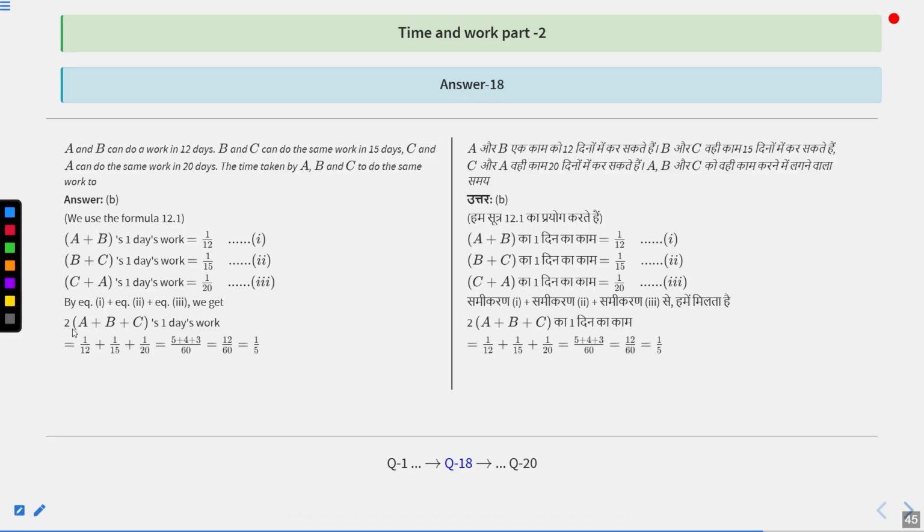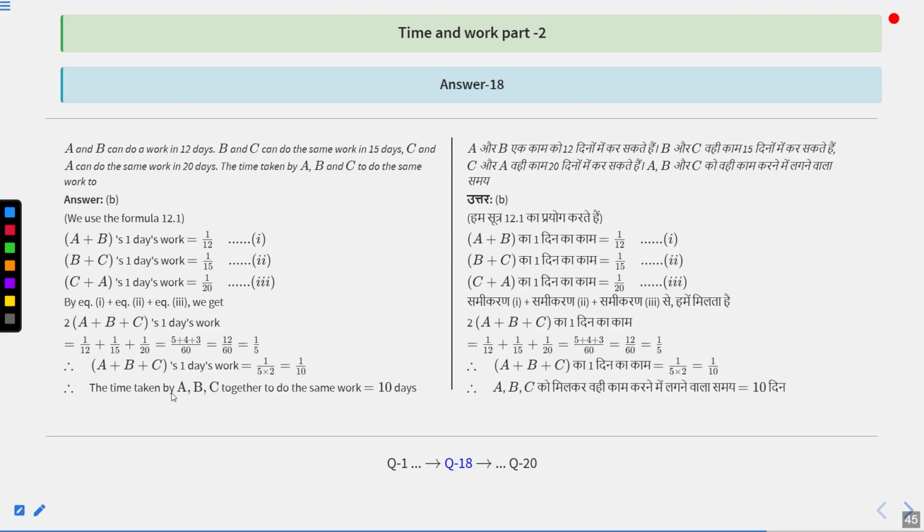We can calculate it. 2 times of A plus B plus C's one day work becomes 1 by 12 plus 1 by 15 plus 1 by 20. So when we calculate it, we get 1 by 5. So the combined efficiency of A, B and C in one day is 1 by 10. Clear? So the time taken by A, B and C together to do the same work is, because efficiency is inversely proportional to time, 10 days. Clear?